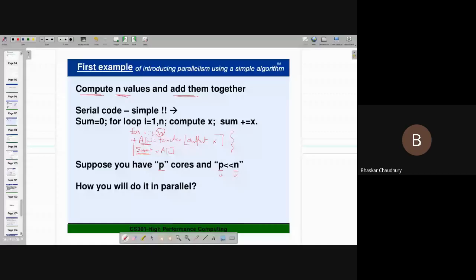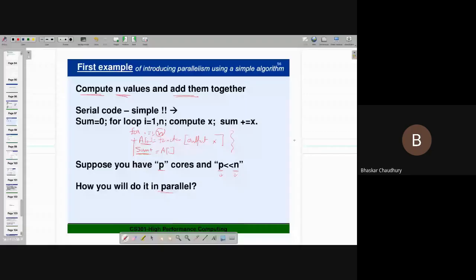Now, if I have to design a parallel algorithm for this, one design can be, let's say that I have P processors. Let's say P is equal to 4. One thing we can do is say that the first one will do n by 4 additions, the second one will do n by 4 additions. This is the P1 core, this is the P2 core, this is P3.